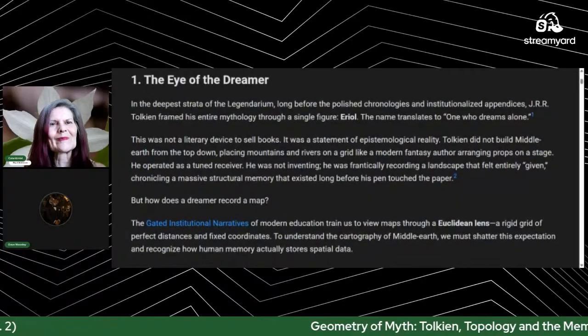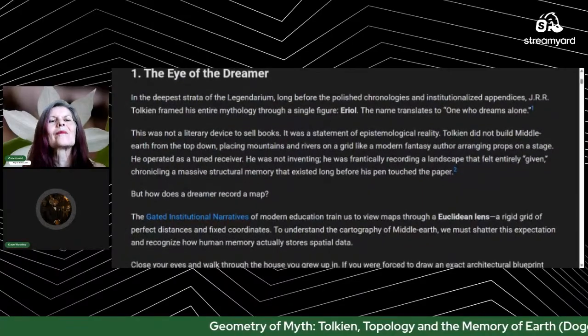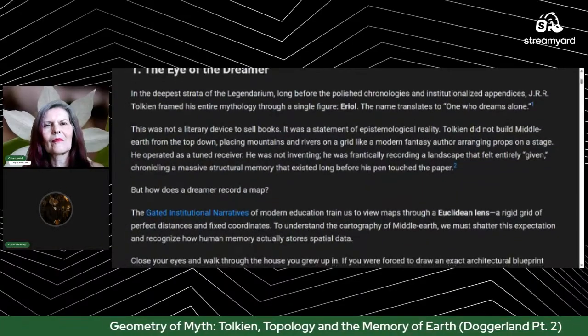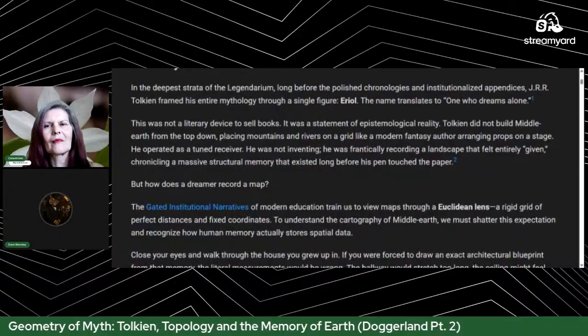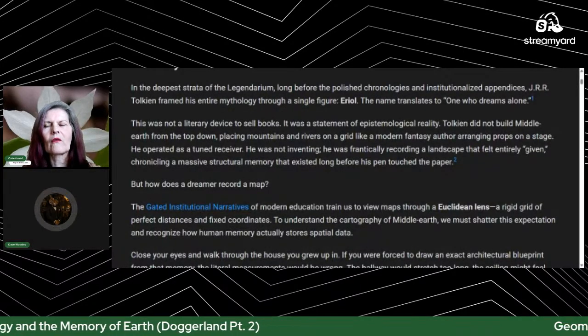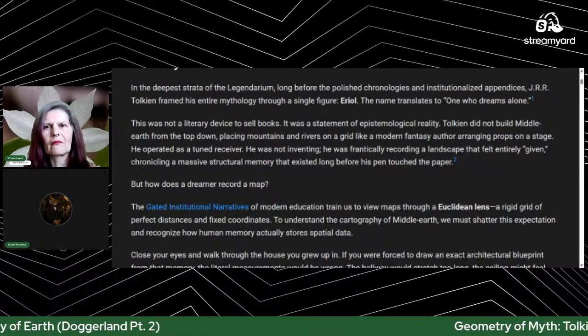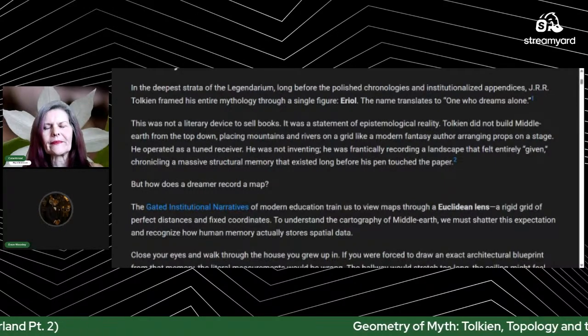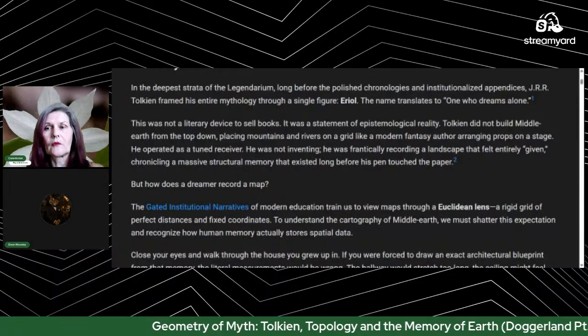This was not a literary device to sell books. It was a statement of epistemological reality. That is, epistemology is basically the science of knowledge and how things come to be, how human knowledge as a system relates to primary reality.